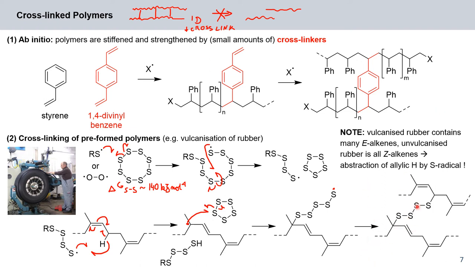And as such, we are generating crosslinks between rubber chains with mostly E alkenes. Crosslinking has the effect of strengthening the rubber, as you are introducing covalent bonds in between your one-dimensional polymer chains.